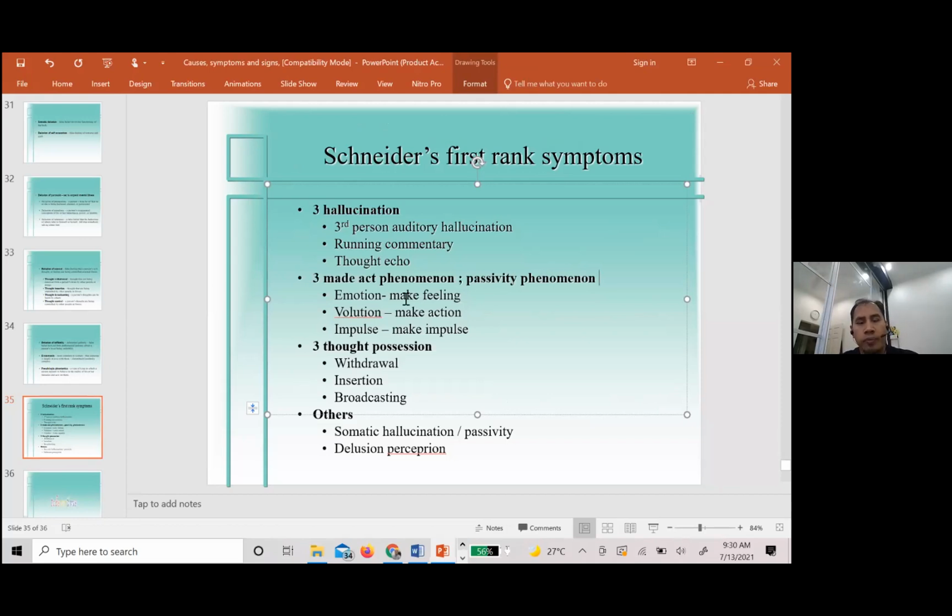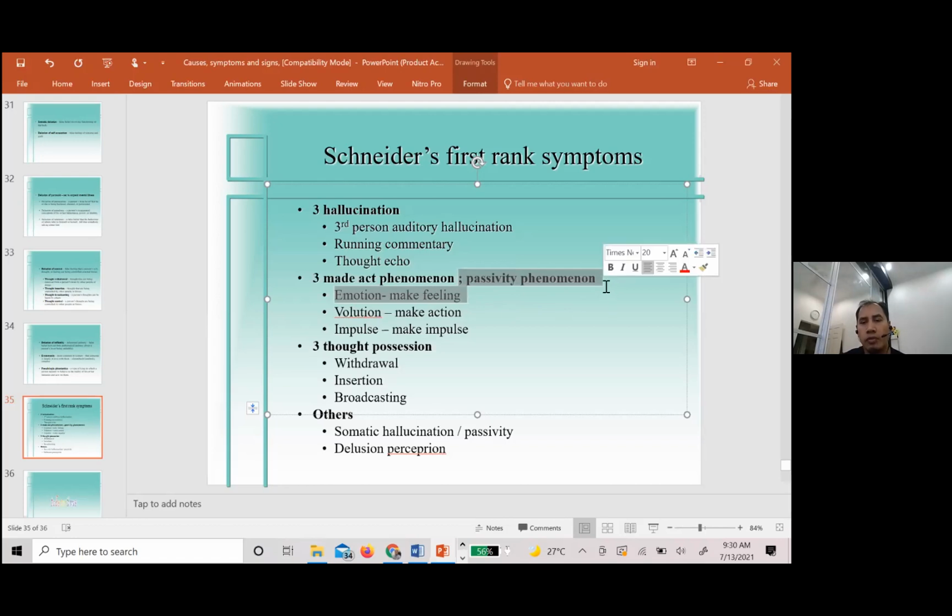Passivity phenomena. Okay, example apa dia? Emotion. Dia ada make action, make impulse and make feeling. Maksud dia apa dia? When I kick the door, that's not my action actually. Someone control me. This is what we call make action. Make feeling dia apa dia? I have the feeling, empty feeling, but I think it's not my feeling, it's someone else's feeling. This is what we call the passivity phenomena.